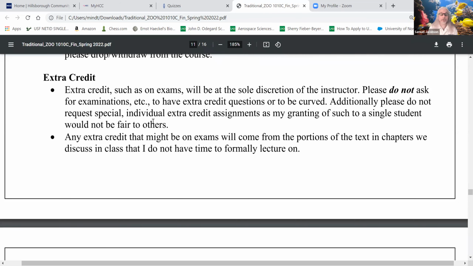You will only see extra credit on your exams. That's it. Don't ask for it because you won't get it. It's not fair for me to give you extra credit and not everybody. It's just not fair, so I won't do it.